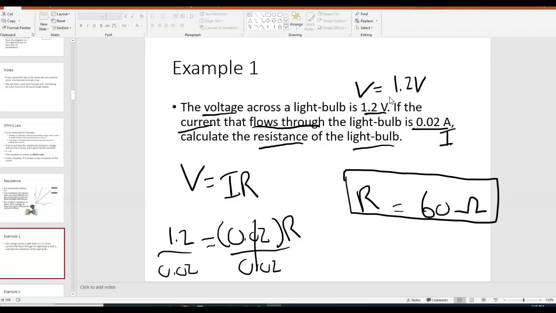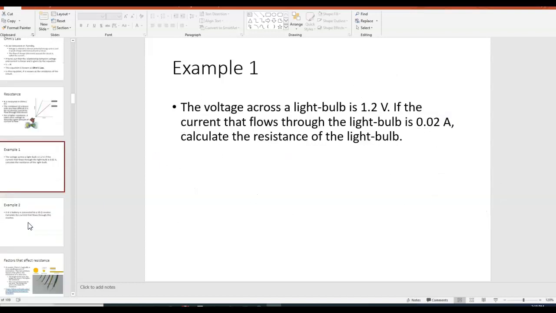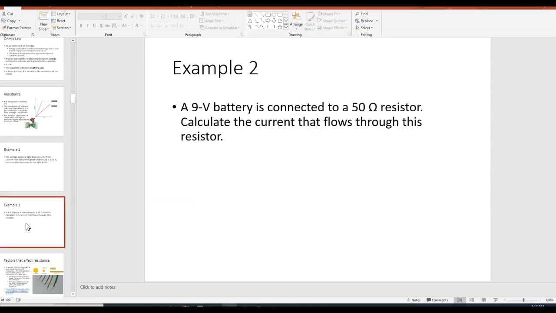Okay, and so, depending on the situation, you might want a high current or you might want a low current. Pause it here if you need to look at this example. Just to do one more quick example with Ohm's law, we have a 9 volt battery. I'm just going to identify my givens.